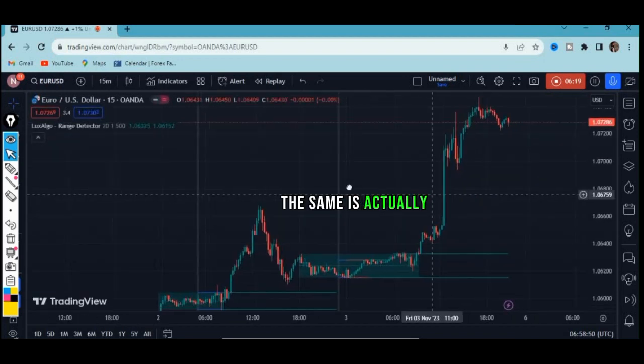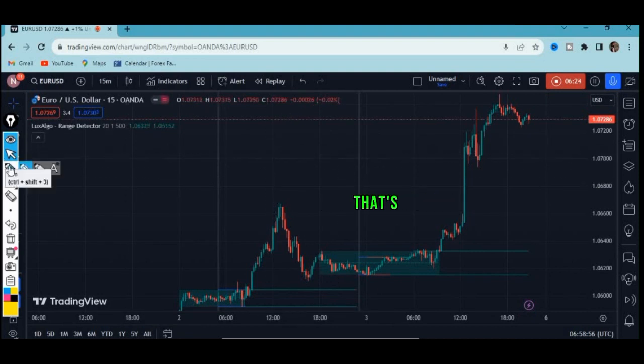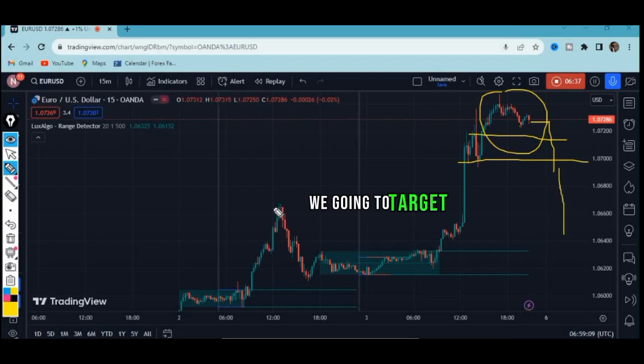Let's look at the 15 minutes time frame. The same is actually happening, but unfortunately a range is on the 5 minutes time frame, so that's why the market is behaving the way it is behaving right now. This was a retest, and so we're expecting the market to drop up to this level. If it breaks below, we can target this level. If it breaks below again, we're going to target this level over here. That's how effective it is.